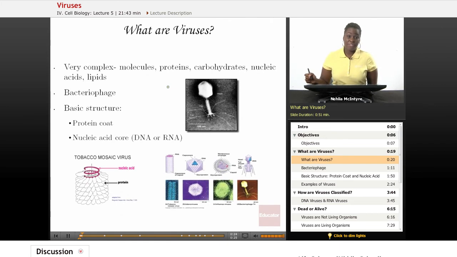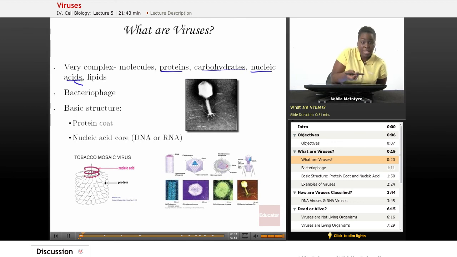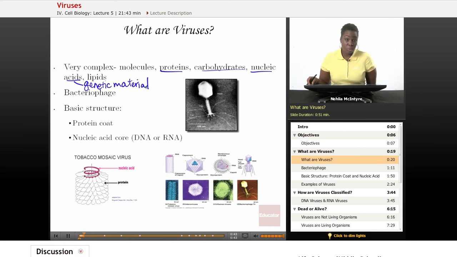Well, a virus is actually a very complex molecule. It's made of proteins, carbohydrates, nucleic acids, which are basically the genetic material that it can pass to its host cell to make more viruses, and lipids. Proteins and carbohydrates are found in pretty much all organisms, especially in the cell membrane when we're talking about cells, but viruses have them too.